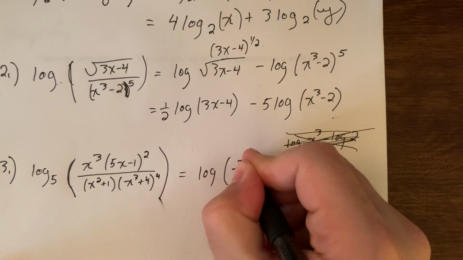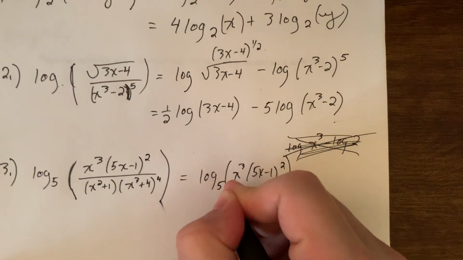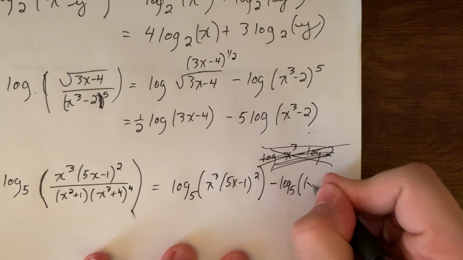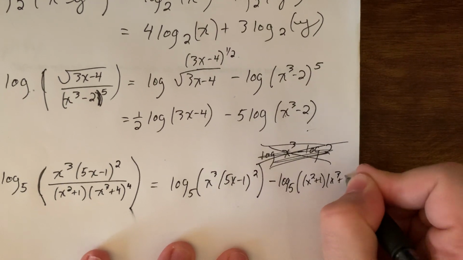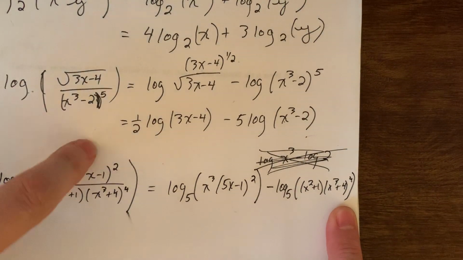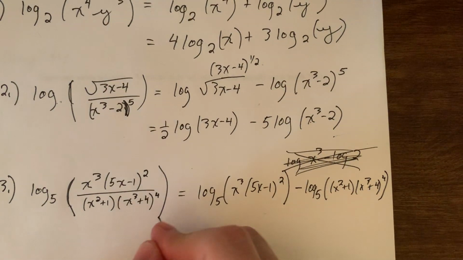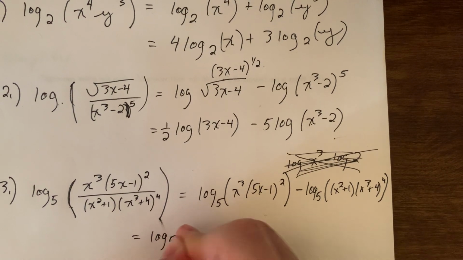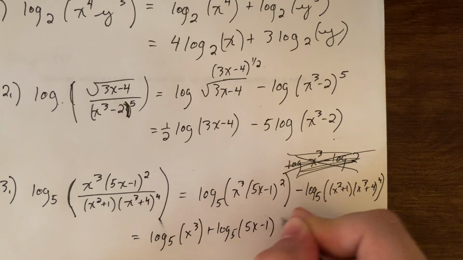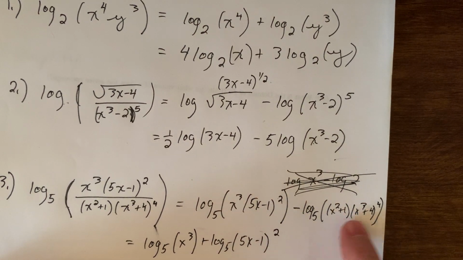Log of x cubed times 5x minus 1 squared, minus, log base 5, don't forget the base, minus log base 5 of the x squared plus 1 and x cubed plus 4 to the 4th power. I took care of the big picture division, and now both of these have issues with multiplication. So now I would get log base 5 x cubed plus log base 5 5x minus 1 squared. I've used the multiplication expansion right here, and I'll do that same thing here.